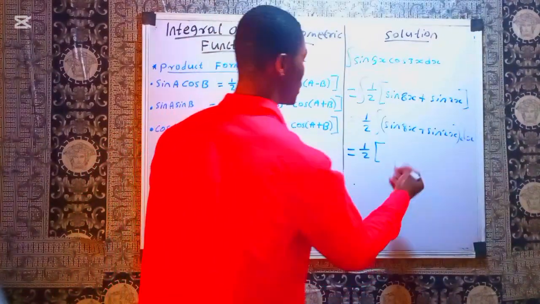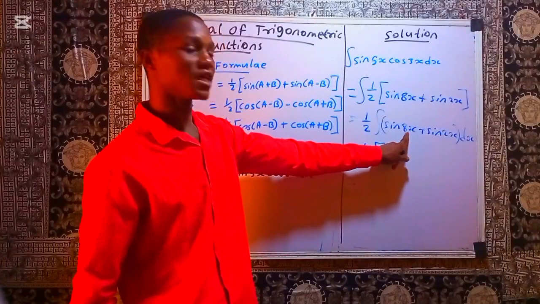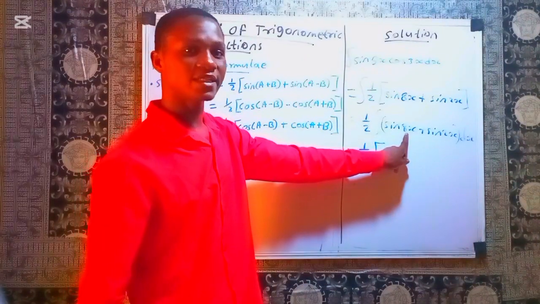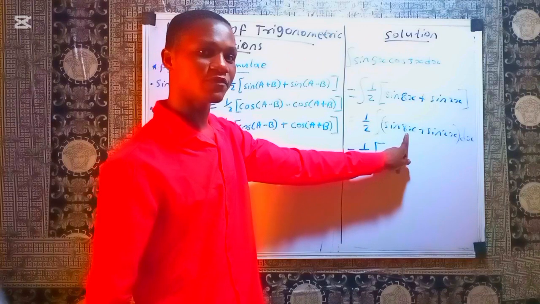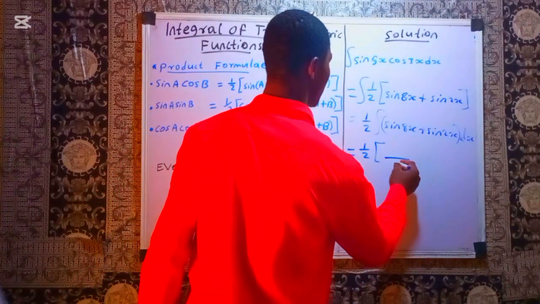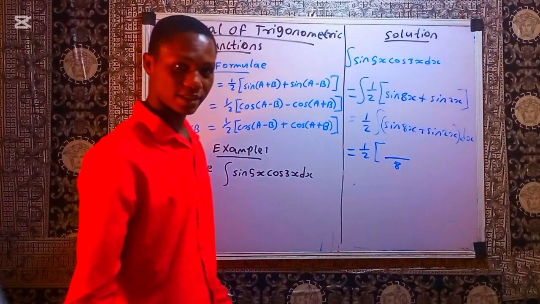So let's integrate. You first of all differentiate the angle. The angle of sine is 8x. If you differentiate 8x, you are going to get what? 8. If you differentiate 8x with respect to x, you get 8. So you are going to write that 8 down.